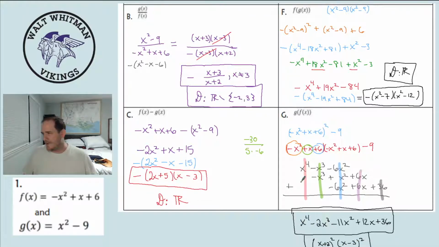All right, and then, super anticlimactically, what's our domain? It is just all real numbers. There's no restrictions that we need to care about. So this problem, for sure, was largely about reviewing the algebra, making sure that you could do these operations. That took a while. We're 25 minutes deep into this.